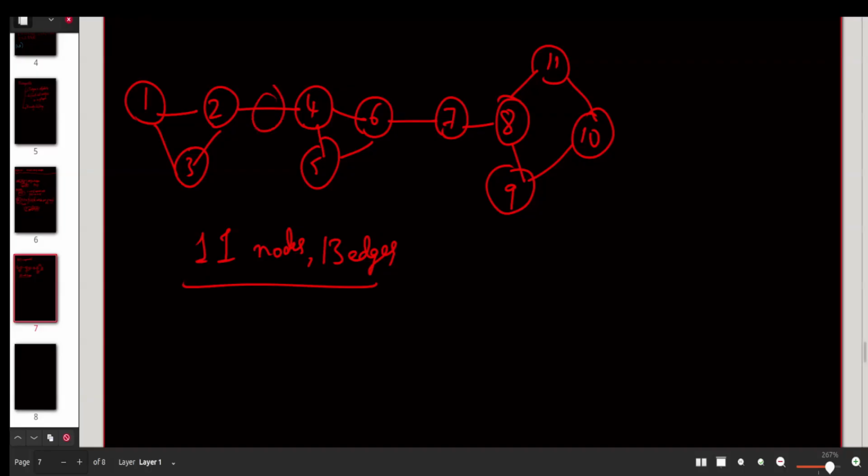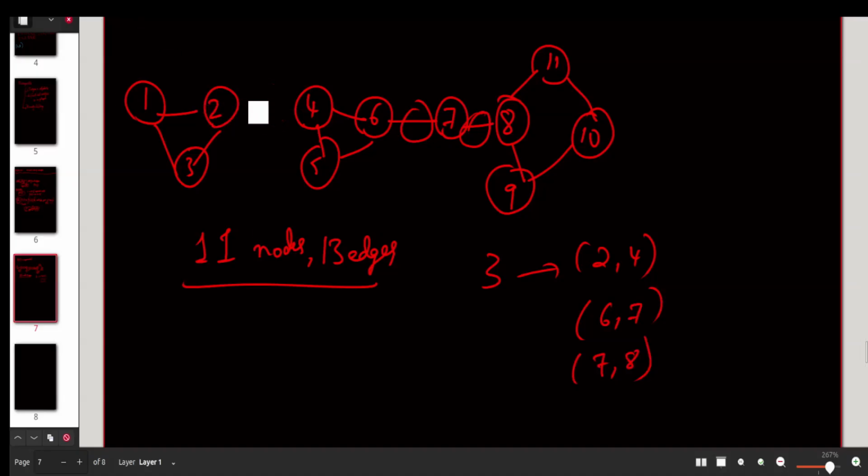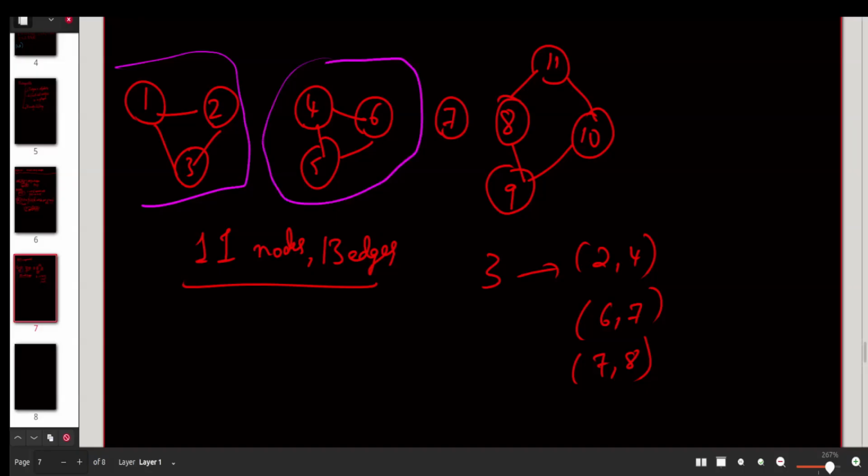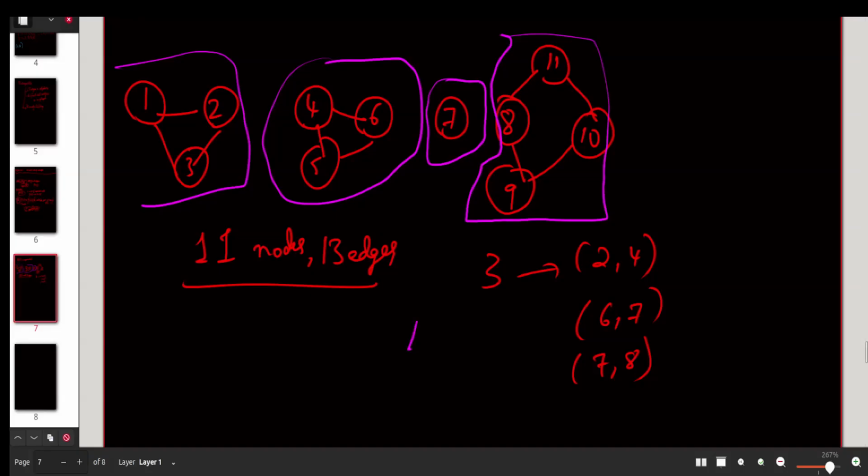So this is one, this is another one, and then nothing else. So there are three cut edges which are 2 comma 4 and 6 comma 7 and 7 comma 8. So how many components do these cut the graph into? So this is one component, this is another component, this is another component, this is another component. So total 4 components.